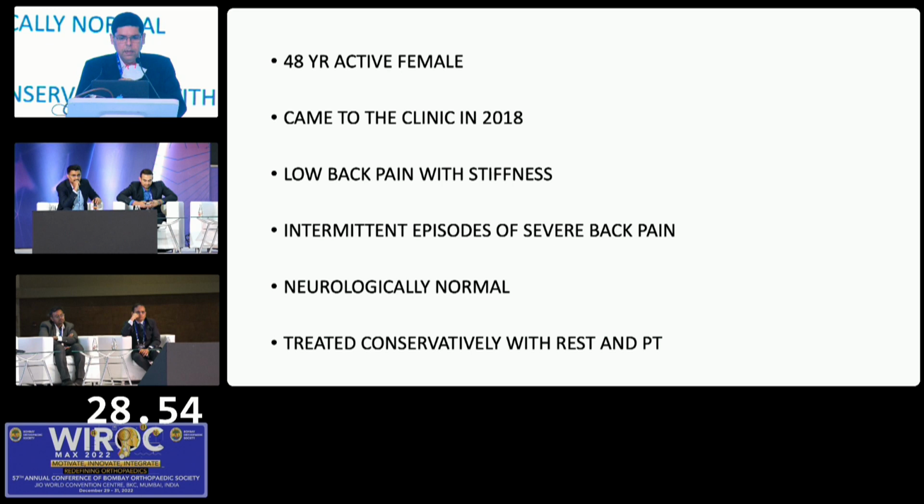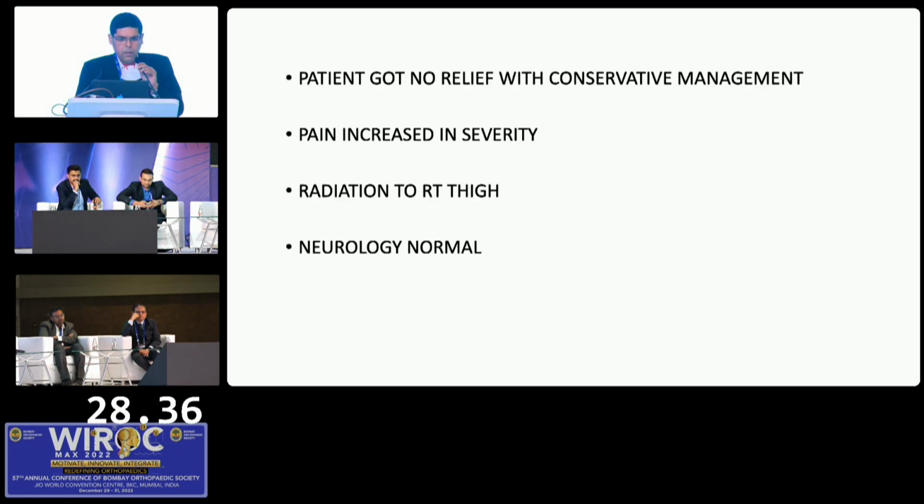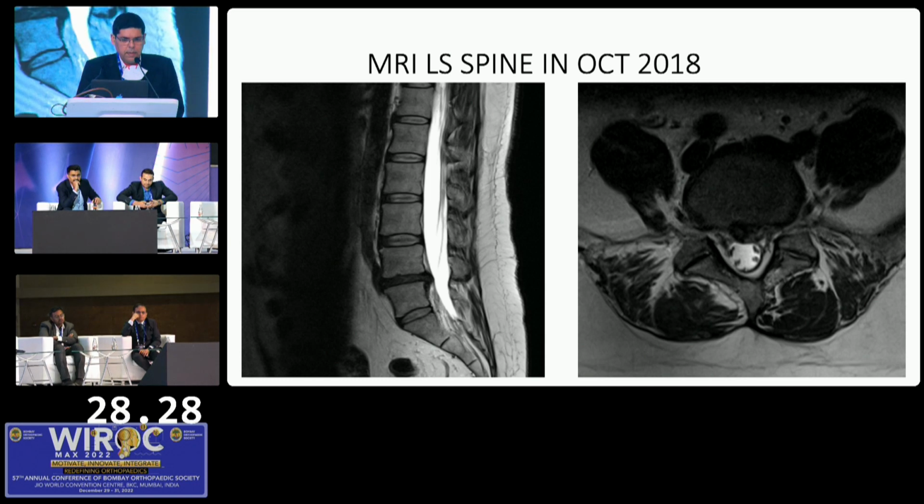So she had low back pain with stiffness, intermittent episodes of severe back pain. She was neurologically normal, treated conservatively with rest and physical therapy. This was her initial MRI in July of 2018. I'm going to move forward, so there's a 4-5 disc here. So the patient got no relief with conservative treatment, pain increased in severity, there was radiation to the right thigh, neurology was still normal. And this was the next MRI, which was done in October 2018.